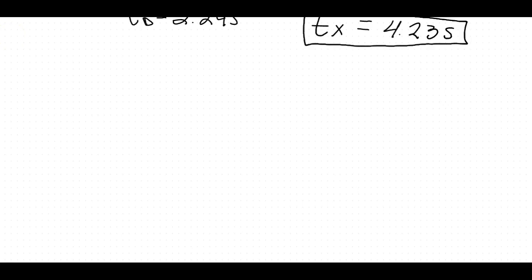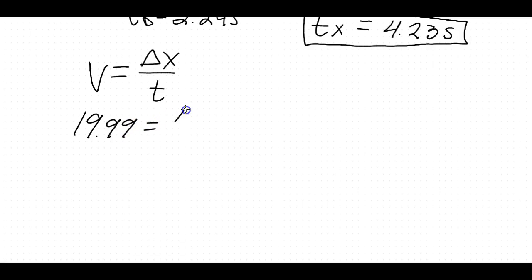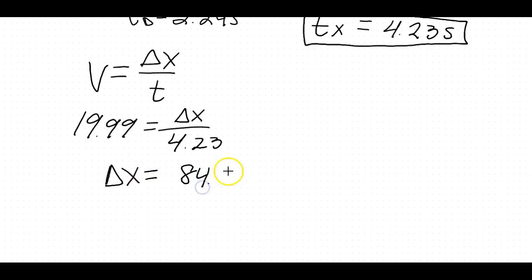So the only formula we're left with is the constant velocity one: velocity is equal to delta X divided by T. We know our velocity is 19.99. We don't know delta X, but we know our time is 4.23 seconds. So you multiply 19.99 times 4.23, and you're going to get a delta X of 84.64 meters. So that's how far away it lands, 84.64 meters away.